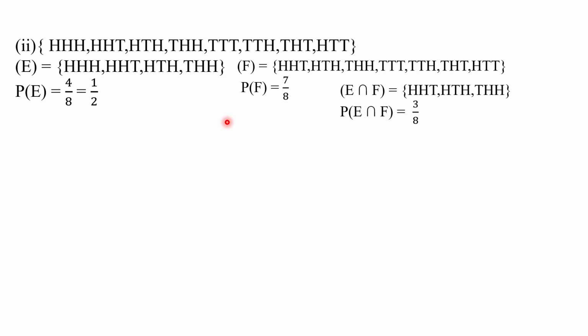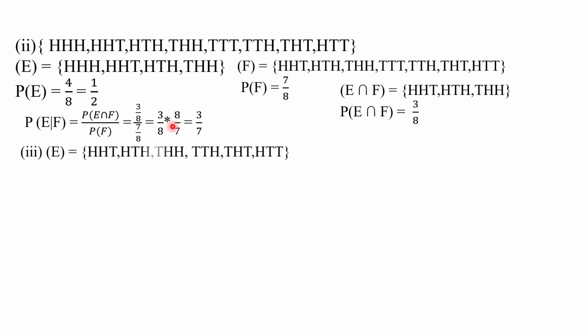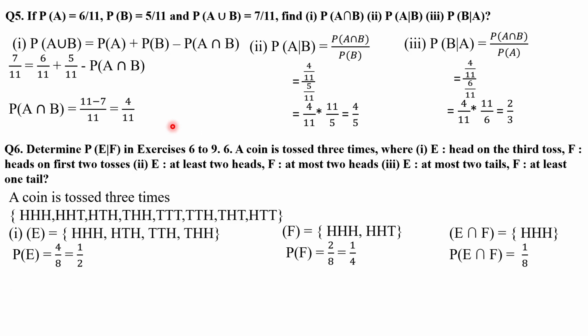Now we need to find out P of E intersection F. So common between them is triple ST, double ST, STS and TSS. So we can find out P of E intersection F. Now we need to put the formula, P of E given F, and you need to put the values and you will get the answer. Now, what is our third part?